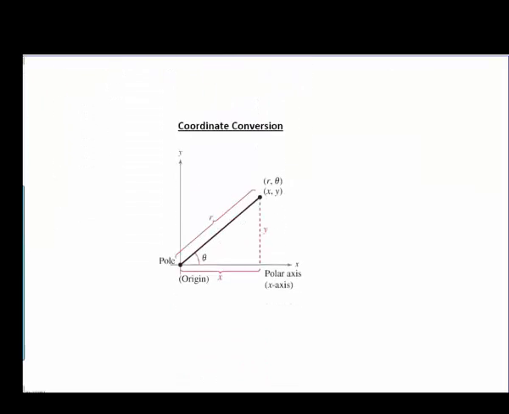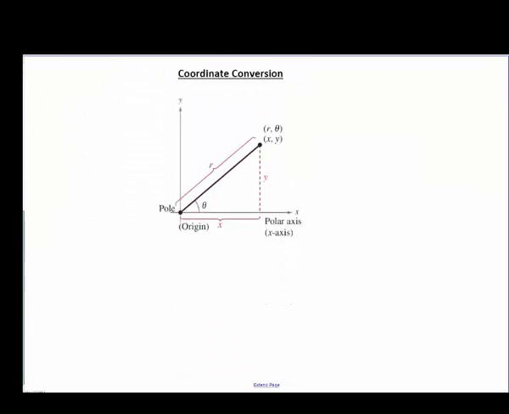All right, so let's take a look at coordinate conversion. We have this diagram here, and you can see that if we have the x and y axes, your polar axis is the same as the x-axis. The pole and the origin are the same, okay? And now, instead of having our x value, we have an r, and instead of having our y value, we have a theta.